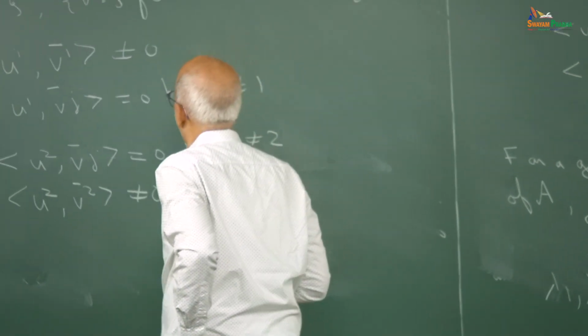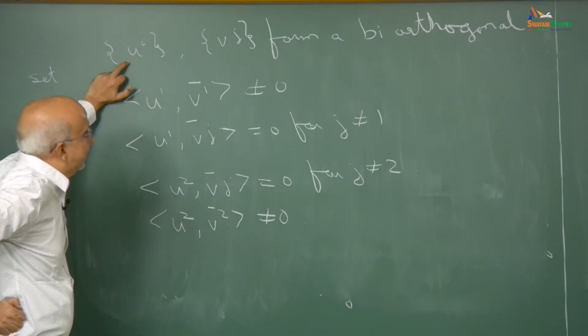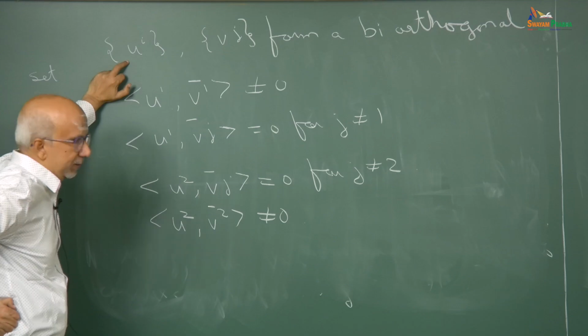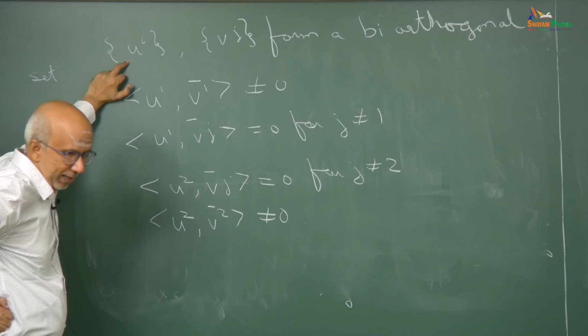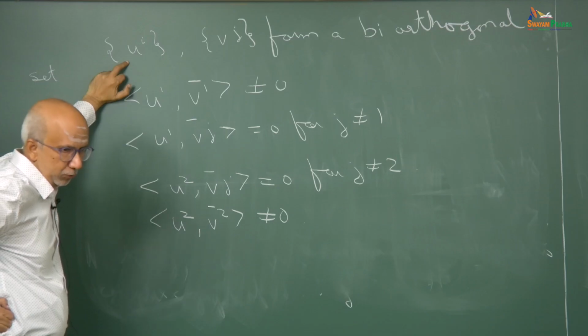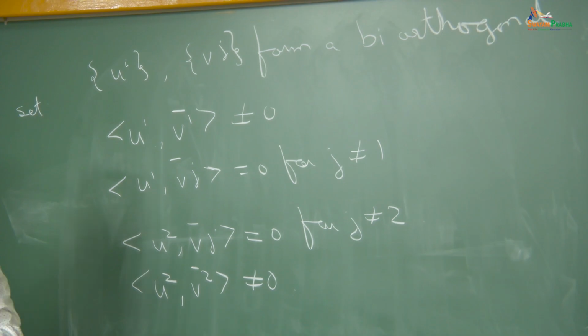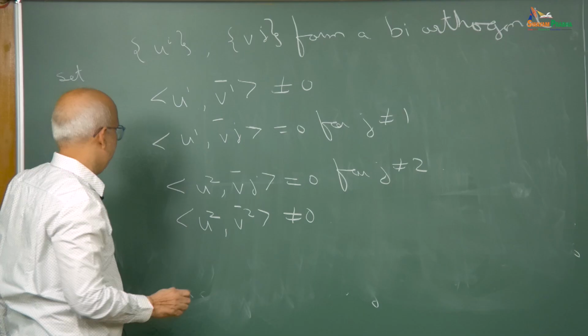So, this is basically what I am trying to say, that the eigenvector of A corresponding to a particular eigenvalue is perpendicular to the complex conjugate of the eigenvectors of A transpose corresponding to all the other eigenvalues. Okay. So, that is what I mean.